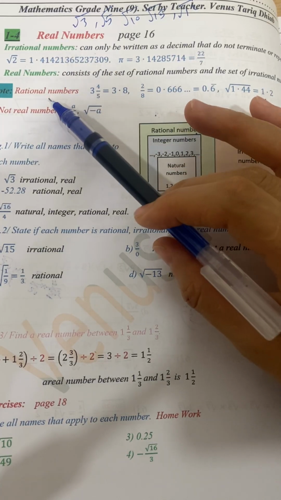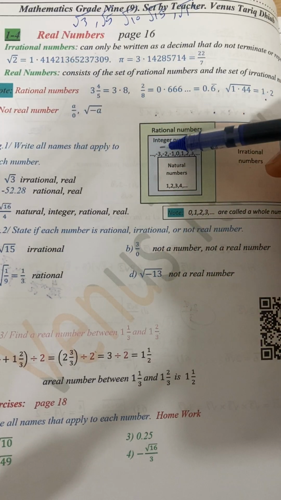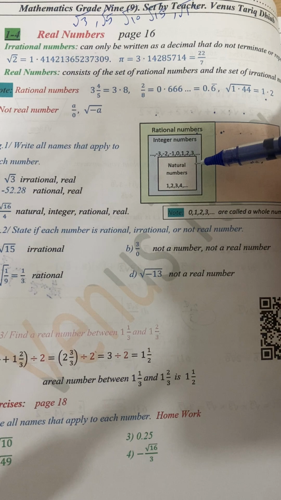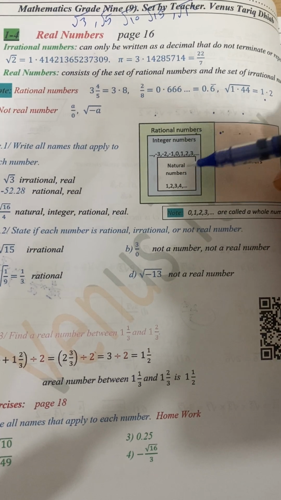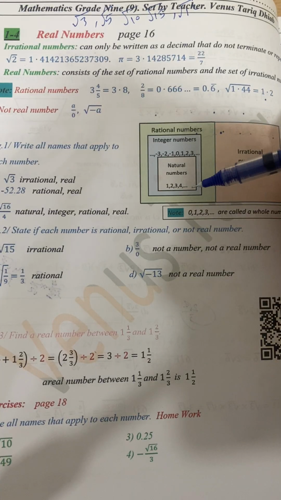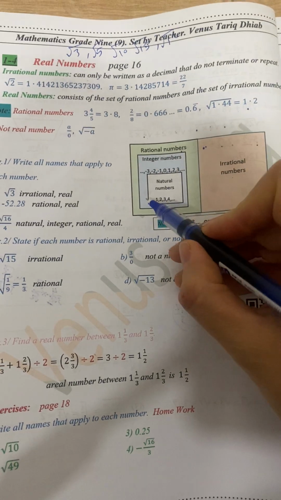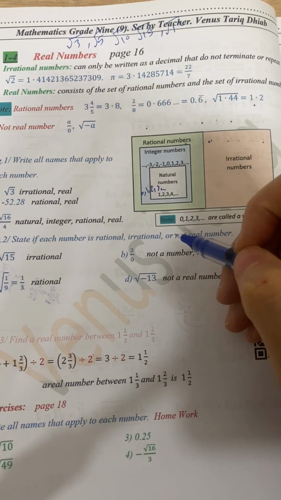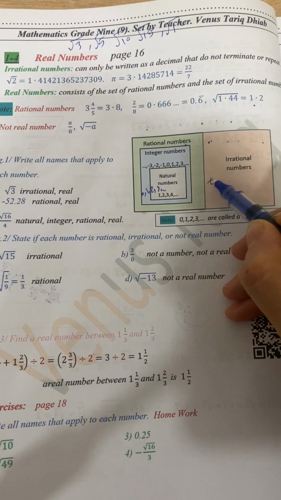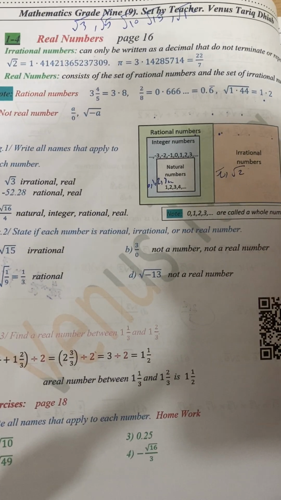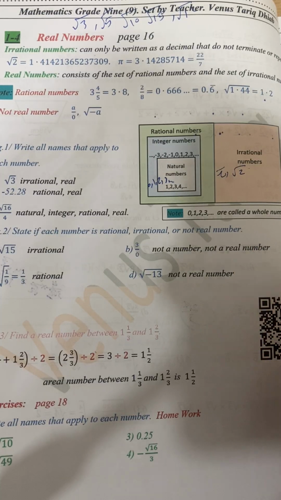In integer numbers we also have natural numbers, and then the opposites of them with 0 are called integer numbers. Natural numbers are also rational numbers, integer numbers are also rational numbers, and whole numbers are also rational numbers. It means 0, 1, 2, 3, all of them are rational numbers. But irrational numbers consist of pi and square root of 2. That means decimal numbers that do not terminate or repeat.